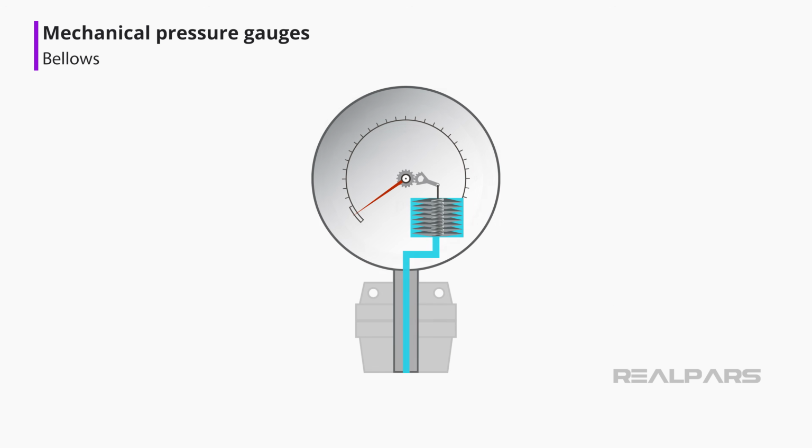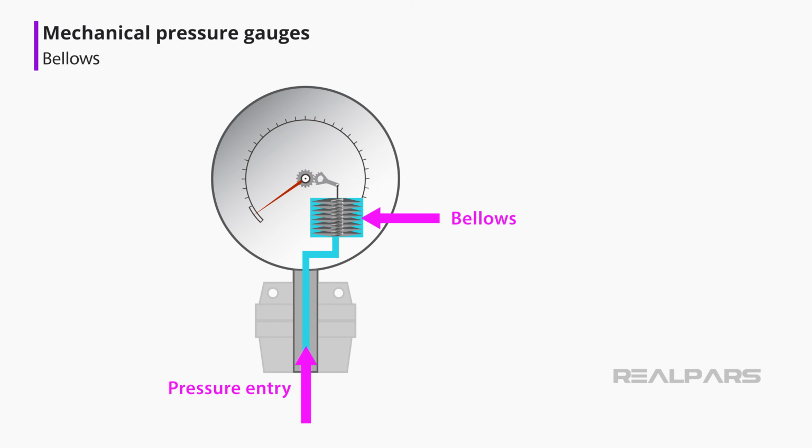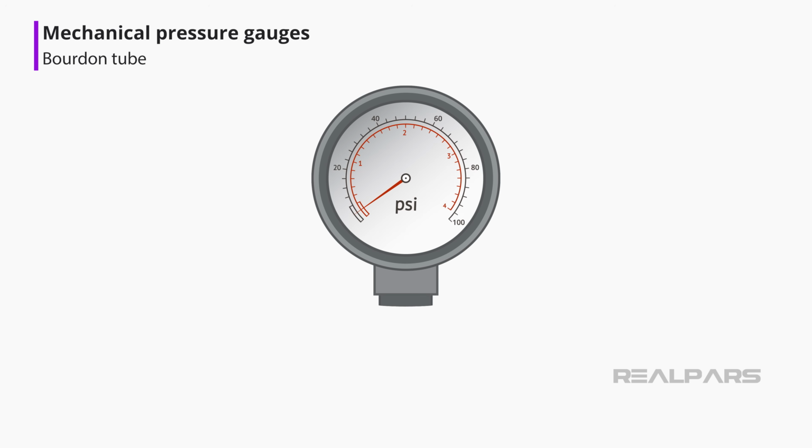A bellows is a corrugated expandable device made up of corrugations or ribs called convolutions. The bellows are usually brass or stainless steel and very sensitive. Pressure is applied to the bellows, causing it to expand, which in turn moves a pointer. Of those three mechanical pressure gauges, by far the most common is the Bourdon tube type. So let's have a closer look.